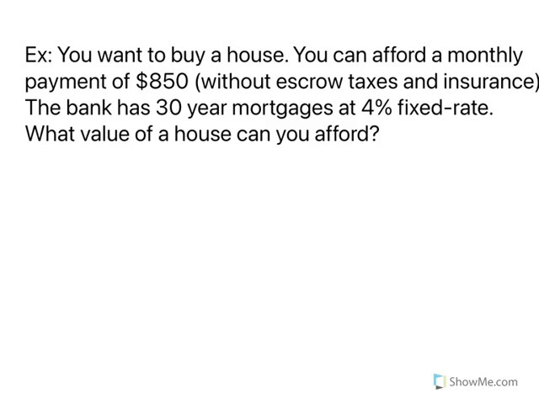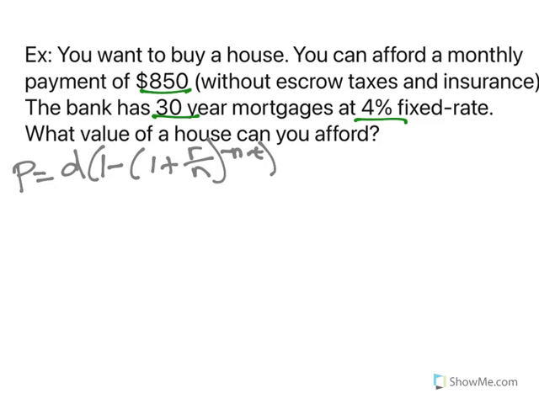You want to buy a house. You can afford a monthly payment of $850 without escrow taxes and insurance. The bank has a 30-year mortgage at a 4% fixed rate. What value of a house can you afford? We can use that same formula in a different way. So P equals D times 1 minus 1 plus R over N raised to the negative N times T power, all over R over N.